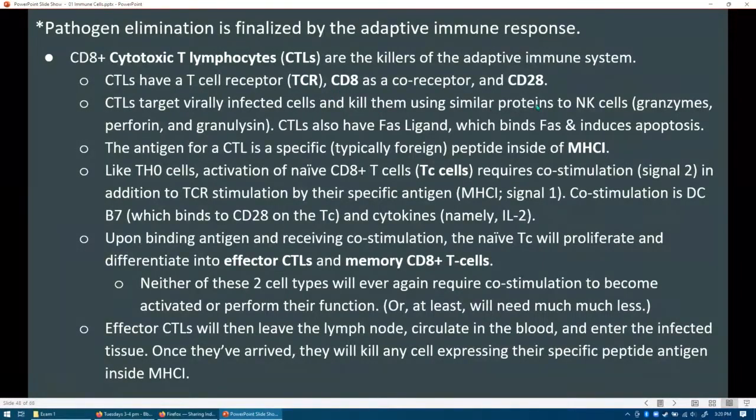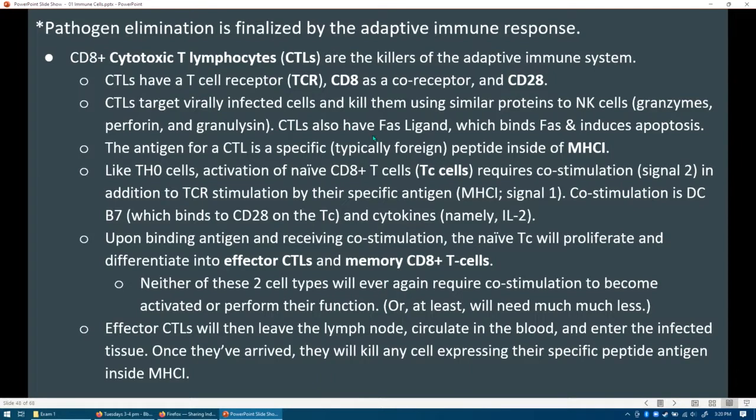And they're going to make very similar proteins to execute killing to natural killer cells. They make granzymes like granzyme B, perforin, and granulysin. So they're going to induce apoptosis very efficiently, and then they're going to move on and survey the next cell to see if it's virally infected, and so on. Okay, they're going to survey all of the cells in the tissue to see if they are virally infected.